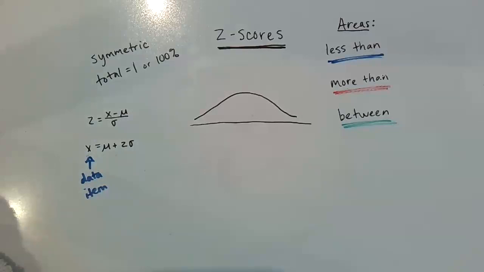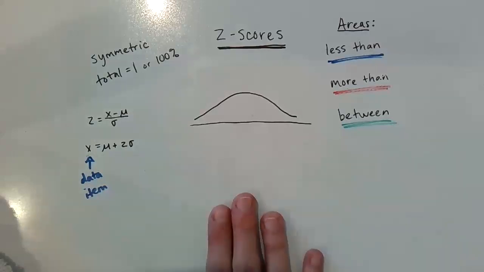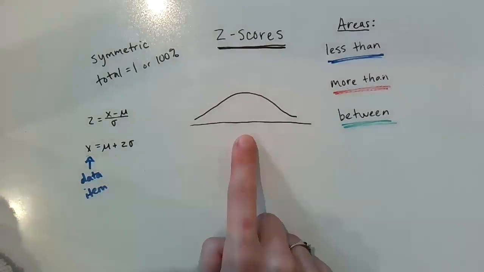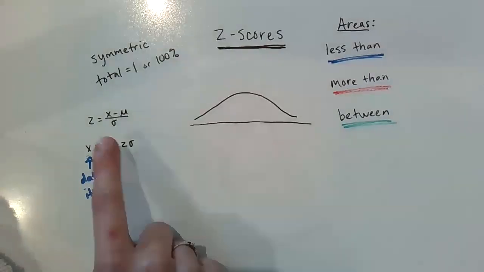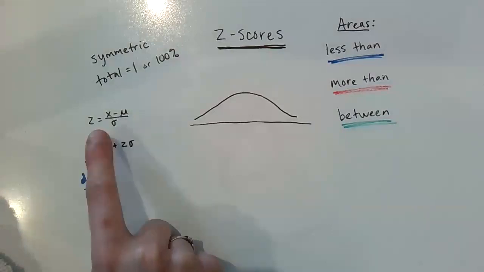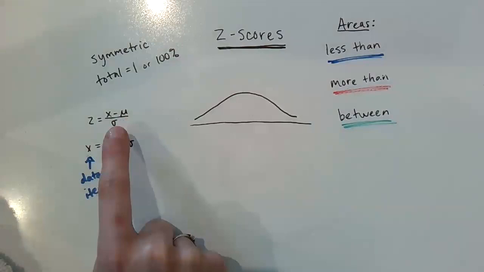So z-scores are used for normalcy. We have to have a normal distribution in order to be able to use z-scores. Here's your z-score formula. In order to find a z-score, we need a data item, we need the mean, and we need standard deviation.